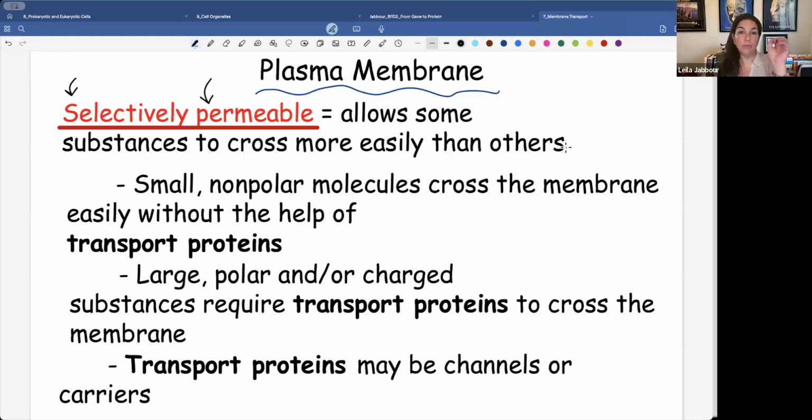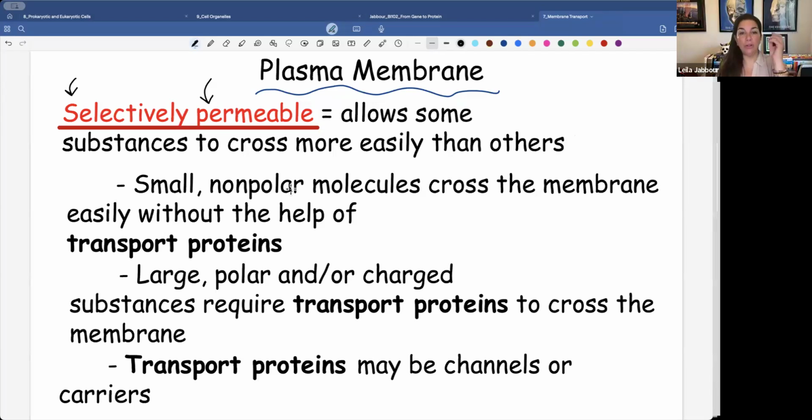So it allows some substances to cross more easily than others. And actually some cannot cross at all. That will be the case of some hormones, and they will have to act on the cell from the outside because they will not be able to get inside the cell. There's no way in the cell for certain protein hormones.